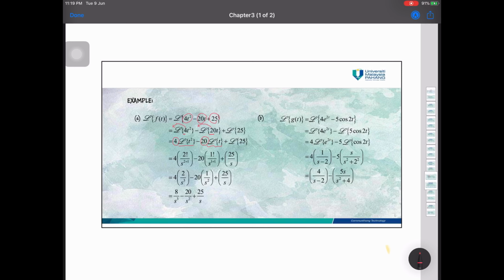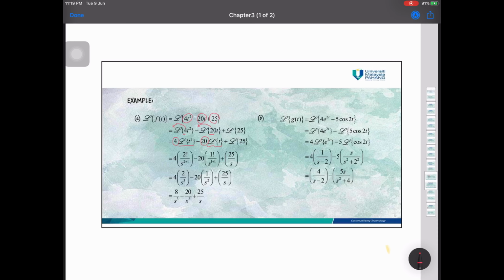Therefore, we use the formula that we learned before, to find the Laplace transformation of t to the power of n. The formula is n factorial over s to the n plus 1, so the n here is 2, so we have 2 factorial over s to the 2 plus 1. Minus 20 times the Laplace transformation of t, where t is also a polynomial to the power of 1. Therefore our n here is 1, so we have 1 factorial over s to the 1 plus 1, equal to s to the power of 2. And the Laplace transformation of a constant is always the constant itself divided by s.